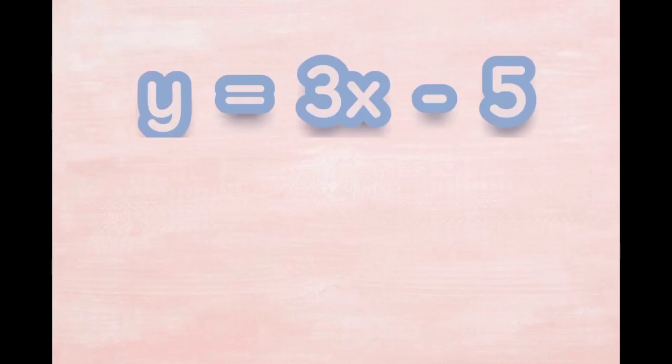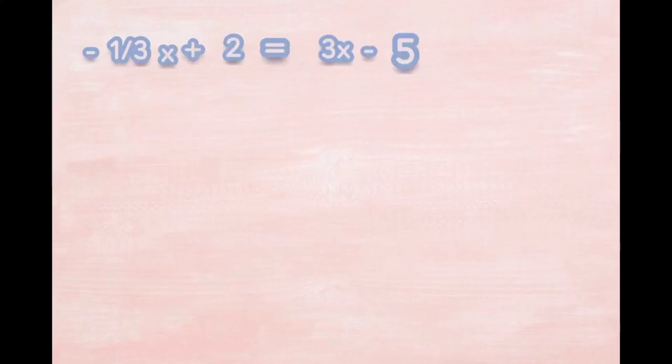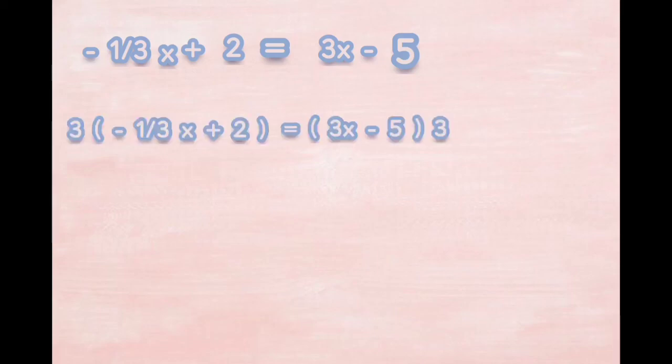To get the coordinates, we will use the second equation, which is y equals 3x minus 5, and the equation of our line segment, which is y equals negative 1/3 x plus 2. So it is now negative 1/3 x plus 2 equals 3x minus 5. As you can see, the equation has a fraction, and we all know that it is hard to plot in the graph if there is a fraction. So what will we do? We will multiply both sides by 3. So it will be like this.